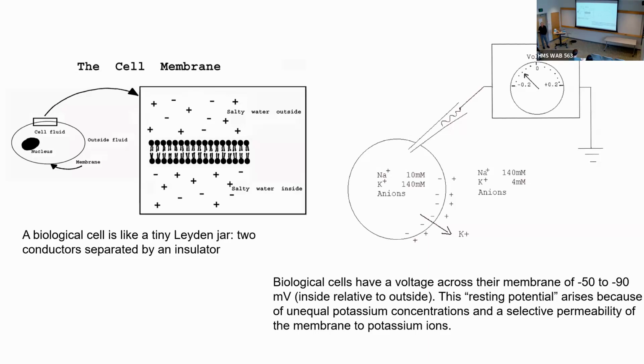And most cells have a resting potential. Most cells have a resting potential inside, not only neurons and muscle, but most other cells too. Typically about -60 to -90 millivolts. And it's because at rest, their membrane is selectively permeable to potassium.